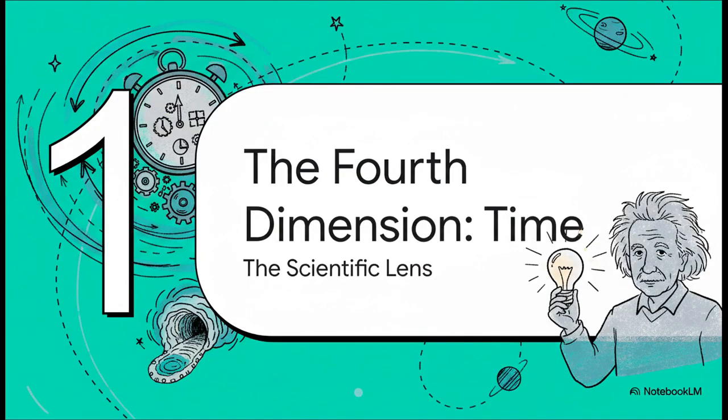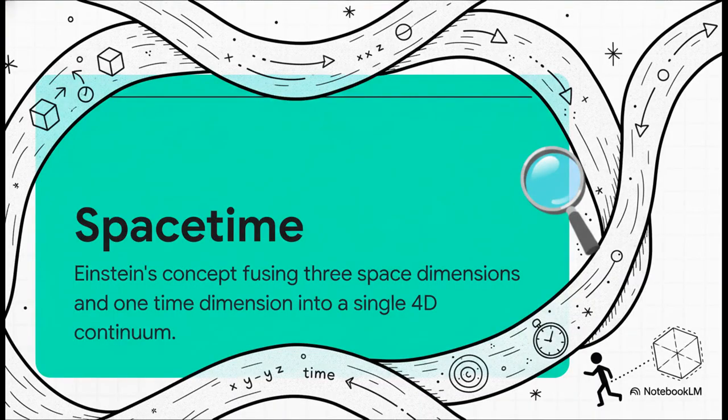So where do we start? Well, let's begin with our first map, the scientific lens. This is the most widely accepted definition of the fourth dimension, and it comes from a truly revolutionary idea by Albert Einstein that completely flipped our understanding of the universe on its head. Now here's the mind-bending part. Einstein showed that space and time aren't these separate things we thought they were. Nope, they're actually woven together into a single fabric called space-time.